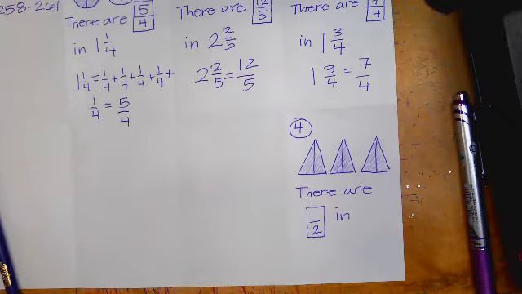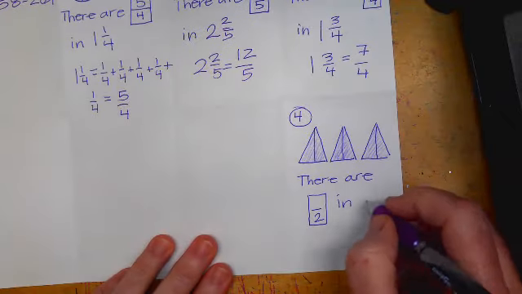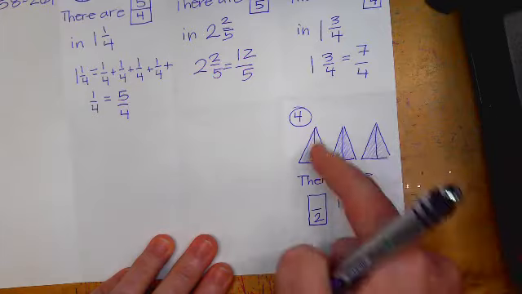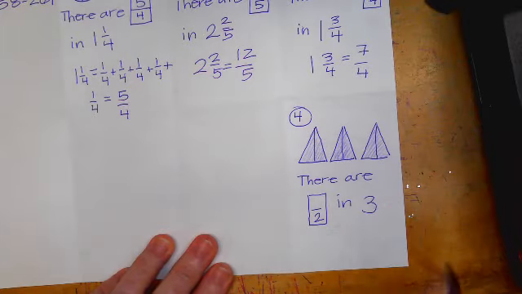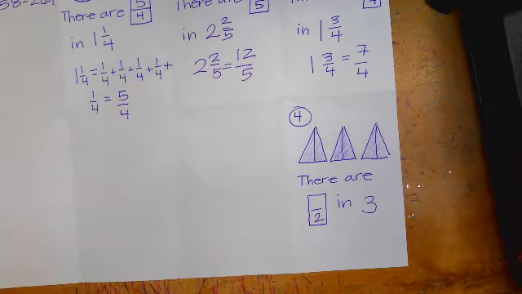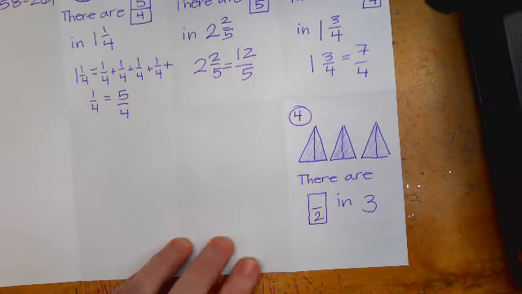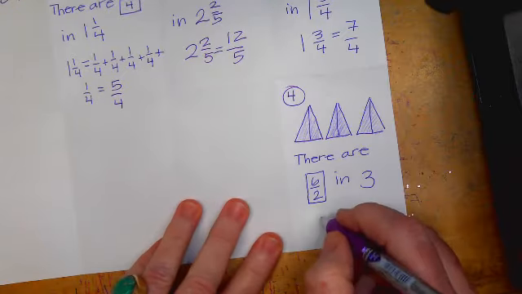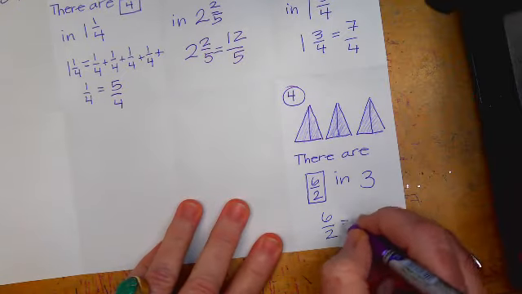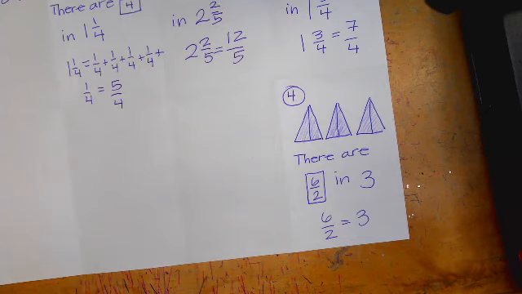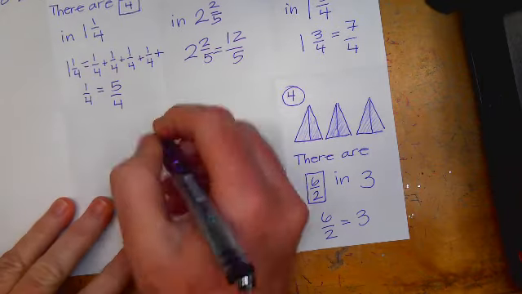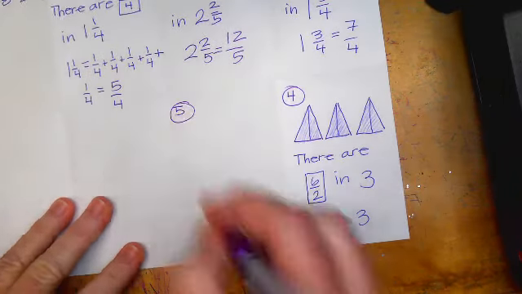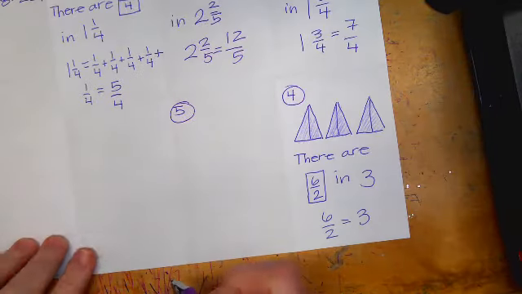So if we have everything shaded, and if they're all shaded, that means I have 3 whole triangles, right? So how many halves do I have? 1, 2, 3, 4, 5, 6. So this would be 6 halves equals 3 wholes, right? And that makes sense. If we had 6 halves, we put them all together, we'd have 3 whole triangles.